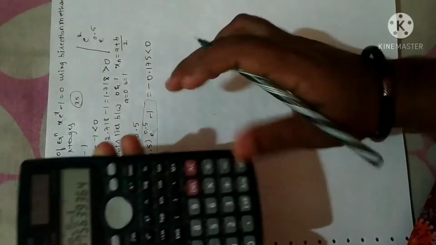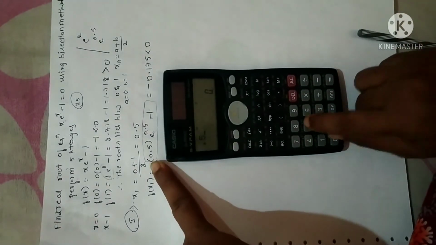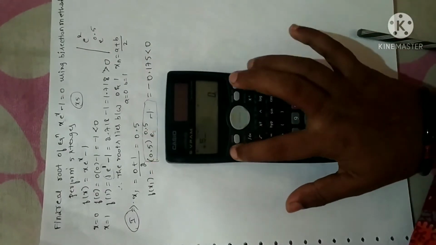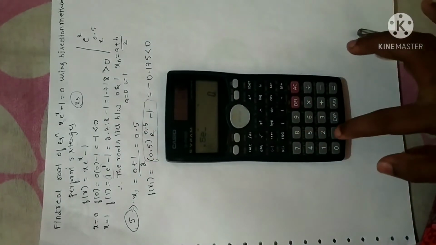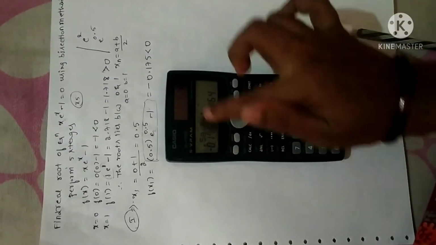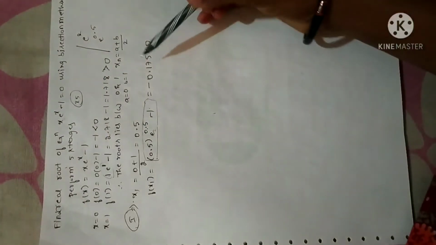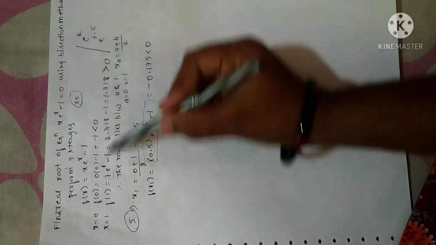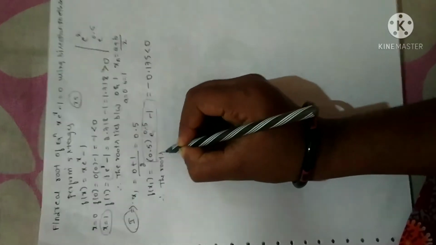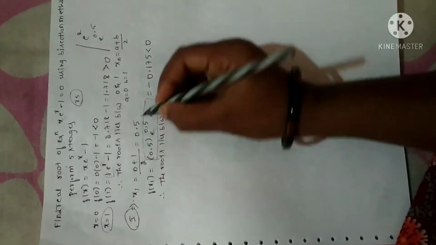I am repeating this calculation once again. See here, 0.5 I have. First press 0.5. Next, e power of 0.5, shift button, ln button, 0.5. Next, minus 1. That will give us minus 0.175. So anyhow it is less than 0. We have to look for the positive value in the previous step, and it is for x is equal to 1. Therefore I can clearly write the root lies between x is equal to 1 and x1 is 0.5.